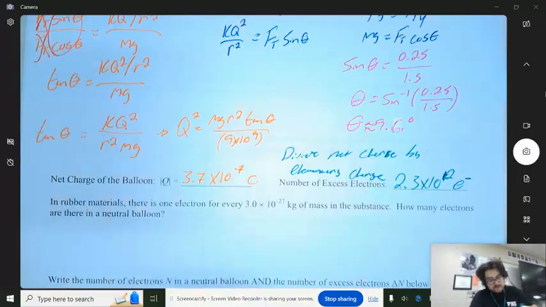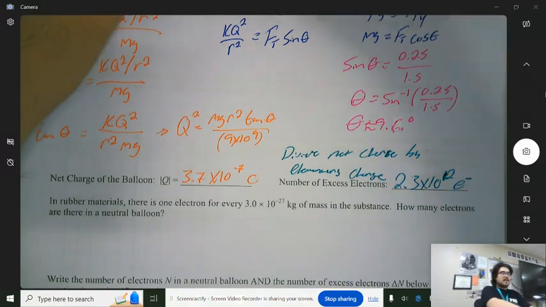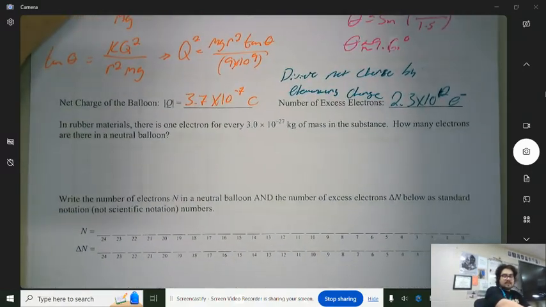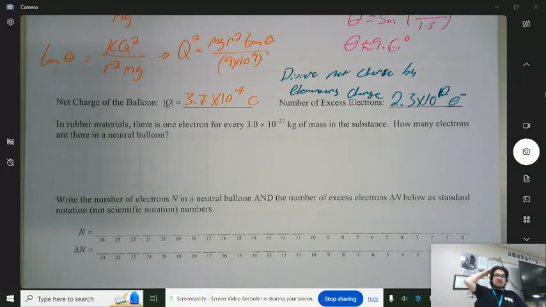Electrons. In rubber materials, there's 1 electron for every 3 times 10 to the negative 27th kilograms of mass in the substance. So how many electrons should there be in a neutral balloon? If the balloon is neutral, you would take the total mass of the balloon, and since for every 3.0 times 10 to the negative 27th kilogram there's 1 electron, you would just take the mass and divide it by that.